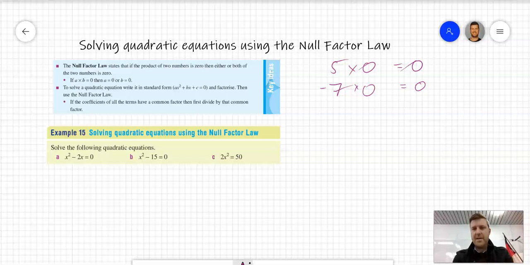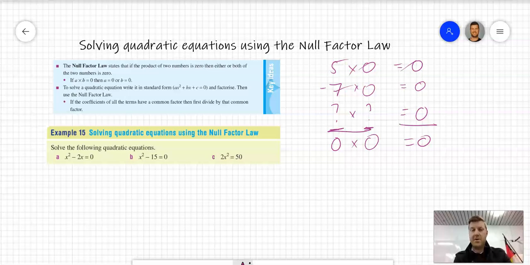So if I had two numbers, we don't know what they are, multiplied together, and they equal 0, then we know that one of those numbers must be 0. Well, in fact, both of them could be 0 as well, couldn't they? Because 0 times 0 is 0. So either one of those numbers or both those numbers, if they multiply together and they equal 0, must be 0. And that's the premise of the Null Factor Law.